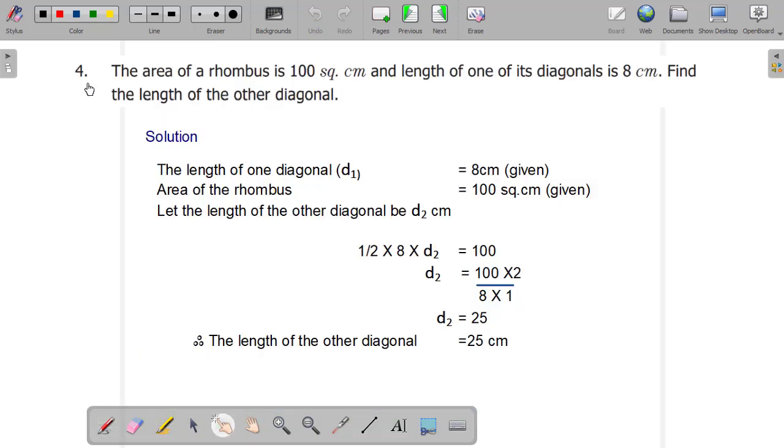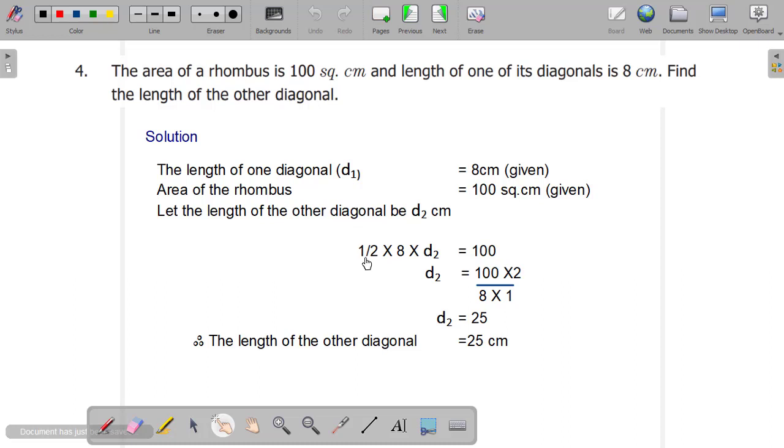Sum number 4. The area of a rhombus is 100 square centimeter and the length of one of its diagonals is 8 centimeter. Find the length of the other diagonal. Here area is given and the length of one diagonal is given, so we have to find the length of the other diagonal. So let's start. The length of one diagonal D1 is equal to 8 centimeter. Area of the rhombus is 100 square centimeter. Both of the values are given. Then let us consider the unknown value. Let the length of the other diagonal be D2 centimeter.